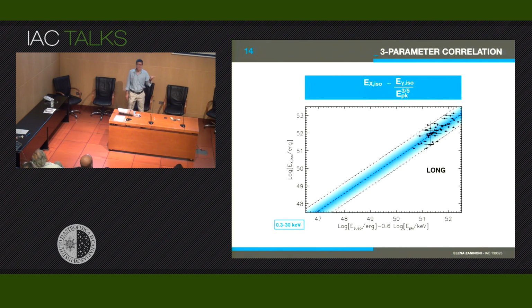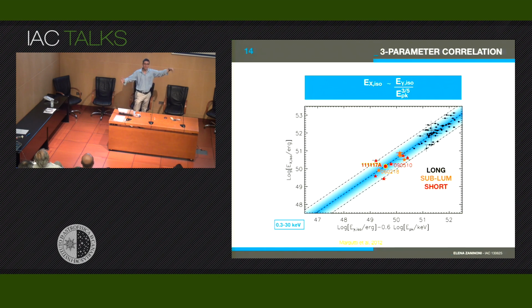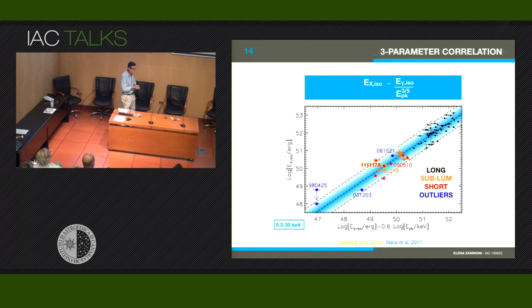This is the three-parameter correlation, and the blue one is the dashed line, and we can see that this correlation is important because it is followed by long gamma ray bursts. We can find also subluminous gamma ray bursts that are gamma ray bursts that have less X-ray luminosity, short gamma ray bursts, and for example there is also 1178A, a gamma ray burst that wasn't in our sample, but it can fit well in this relation. Also outliers, that are GRBs that are outliers of previous correlations.